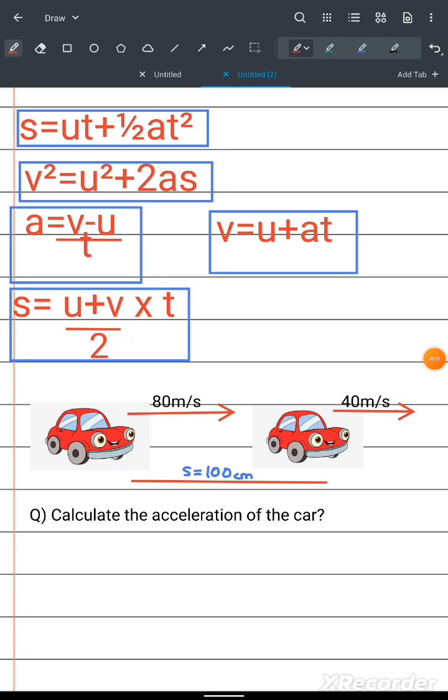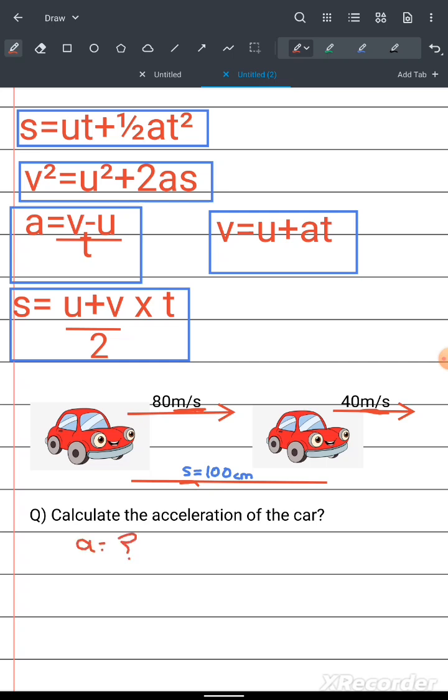Now that the derivations are done, let's do a question. The question is, calculate the acceleration of the car. We are given that the acceleration between these two positions is constant and it is not changing. We're also given the displacement s. We're given the final velocity and the initial velocity, which are 40 meters per second and 80 meters per second. What we need to find is the acceleration. So acceleration equals question mark.